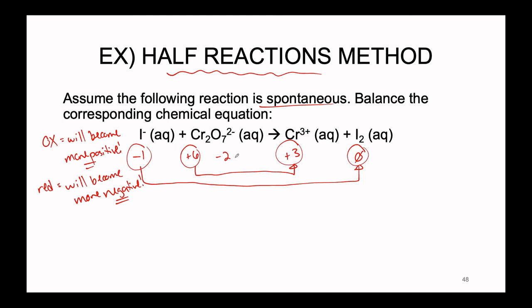So by comparing what is happening in the reaction, we can see that this iodide is going from, again, this -1 to a 0, meaning that it is becoming more positive. The iodine, let's see, is becoming oxidized. Similarly, the chromium, which is going from a +6 down to a +3, it's becoming more negative. This is the thing that is being reduced. The chromium is being reduced here.